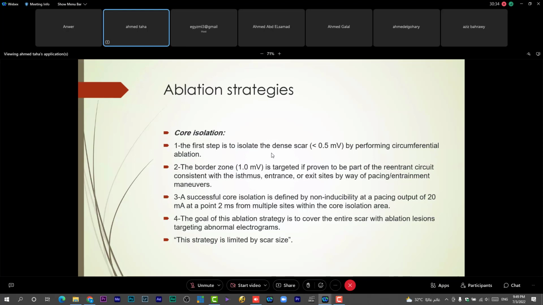The goal will be to cover the entire scar, and always it's in a limited small scar size. Okay, targeting abnormal electrograms as documented during mapping. So this will be the best option for me in this case. A small scar identified, like localized in a coronary artery territory, for example, or patchy points, I can ablate with this strategy.